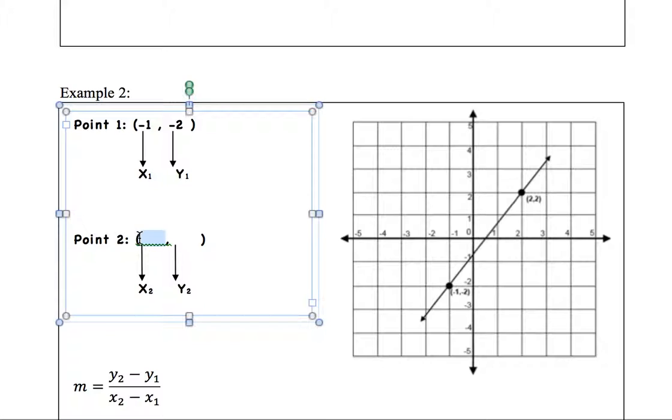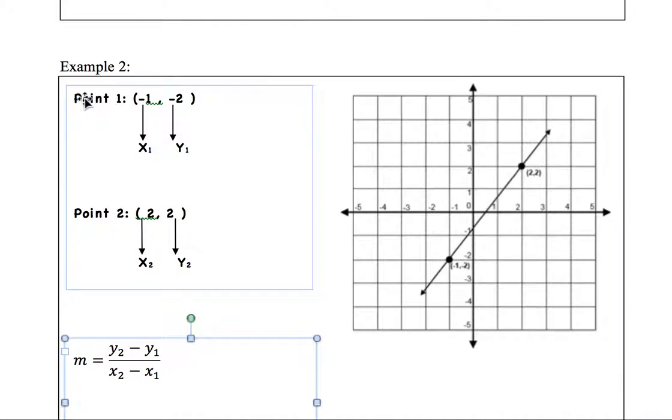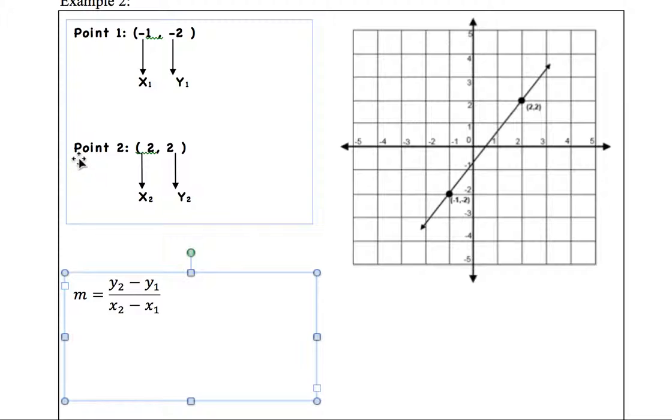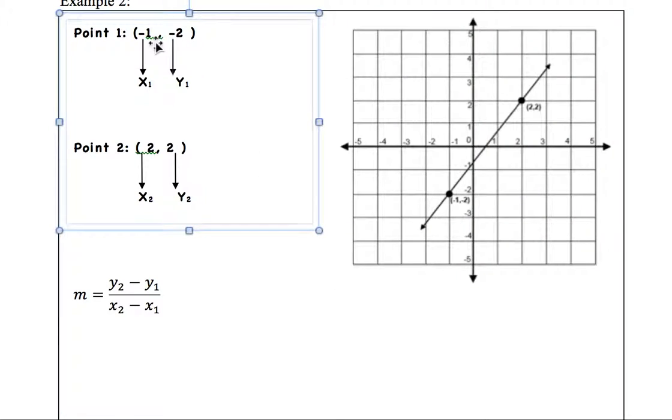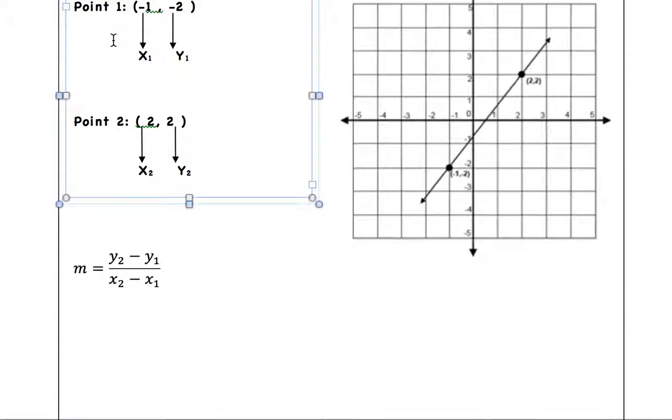Point 2 has the coordinates +2, +2. So if this is point 1, then -1 is my x value for point 1, and -2 is my y value for point 1. Point 2 is 2, 2. This is x number 2 and y number 2. So the first thing is just to get your 2 points that you're using, identify the x coordinates in each, and call one of the points number 1 and one of the points number 2.